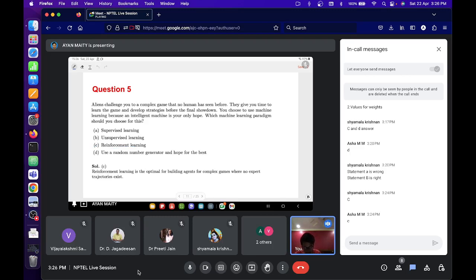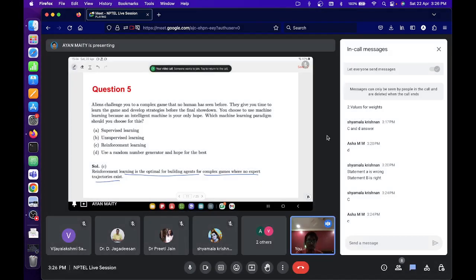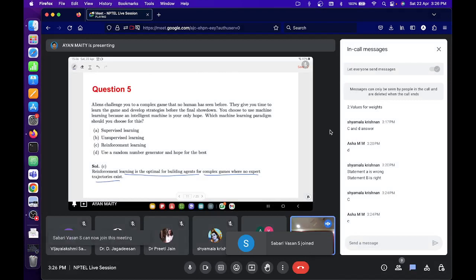Reinforcement learning is optimal for building agents for complex games where no expert trajectories exist. If you have expert trajectories, like the data is already available, that if you do this, this will be the output, then supervised learning is the best choice. But in case of complex games, you don't have anything like that. You don't have those trajectories available until you play the game. So that's why reinforcement learning agents are much better at those things. So option C would be the correct answer.